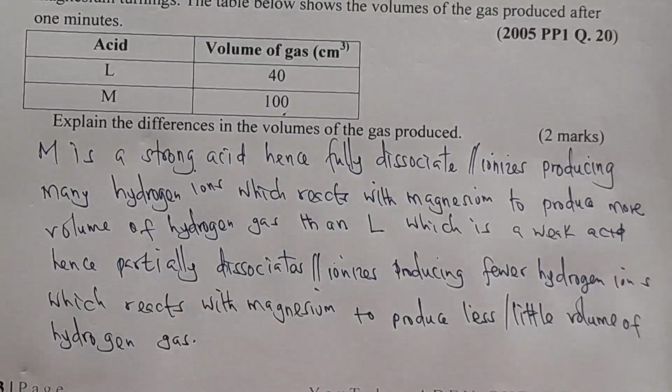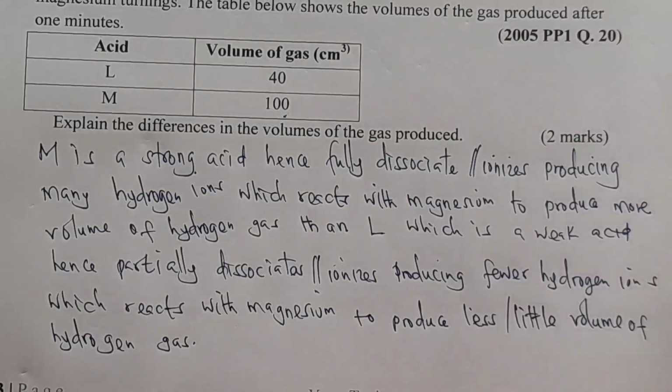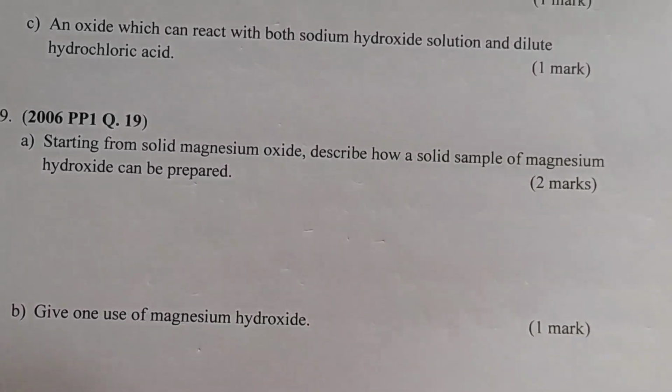full stop. Because we know when a metal reacts with an acid, we are going to get salt and hydrogen gas. So here we are just considering the volume of the hydrogen gas produced. Okay, thereafter we are going to go to example number 7.